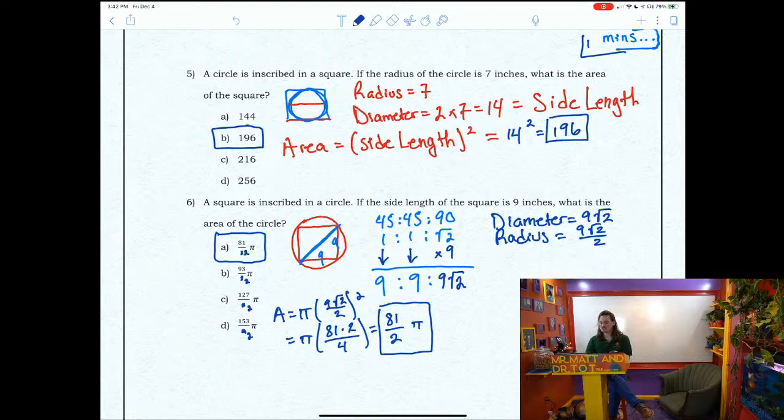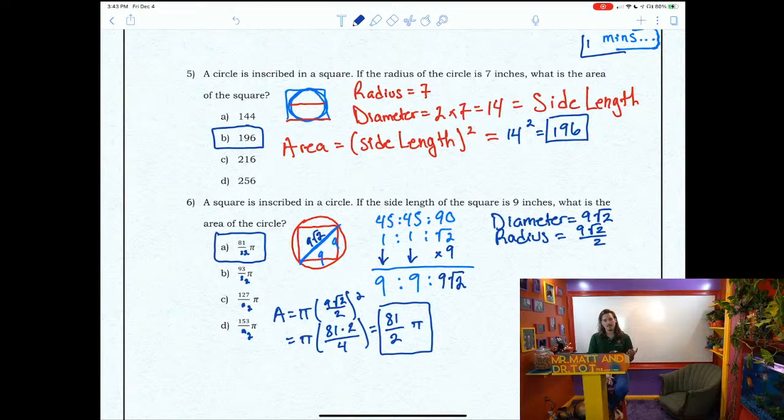But if we have a square inscribed in a circle, then the diagonal is equal to the diameter. If they say that the side length of the square is 9, then we know that the hypotenuse of the triangle that the square is bisected into, which is also the diagonal of the square, which is also the diameter of the circle, has to be equal to 9 root 2.